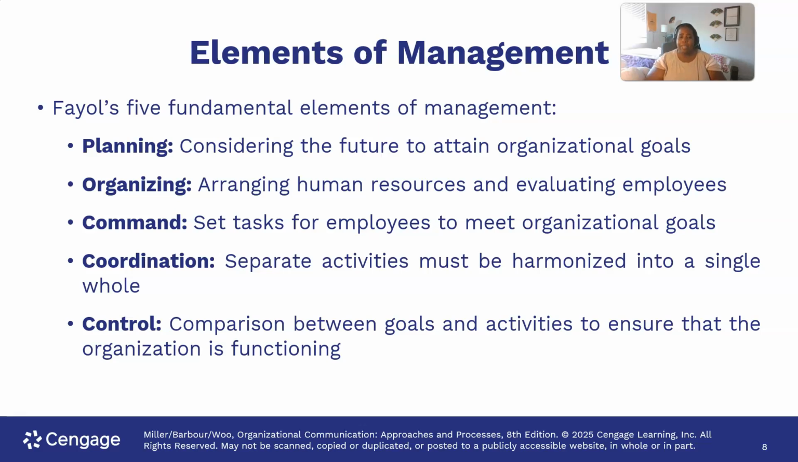With the next element, we have control. So it's comparison between goals and activities to ensure that the organization is functioning. Like I was saying before, in planning, what are some of the external threats? What are some of the internal threats? What are some inefficiencies? Is it within a person? Is it within an organization? Is it within how the systems are run? How do we make sure that our goals and activities, so the tasks that are being done within an organization, are meeting the overarching organizational goals?